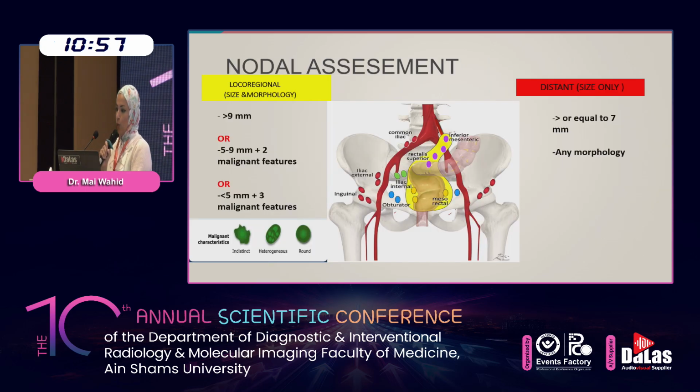The nodal assessment, we have distant or locoregional lymph nodes. The distant lymph nodes are shown here by the red color. They are considered pathological based only on size, regardless of the morphology.